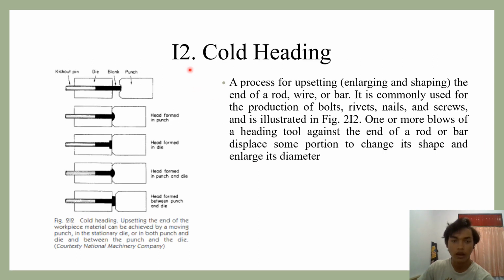Next, I2, cold heading, a process for offsetting or enlarging and shaping the end of a rod, wire or bar. It is commonly used for the production of bolts, rivets, nails and screws, and is illustrated in Fig. I2. One or more blows of a heading tool against the end of a rod or bar cause the material to change its shape and enlarge its diameter.